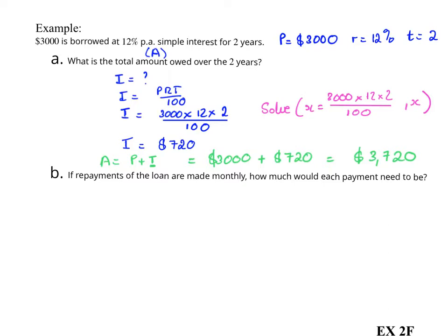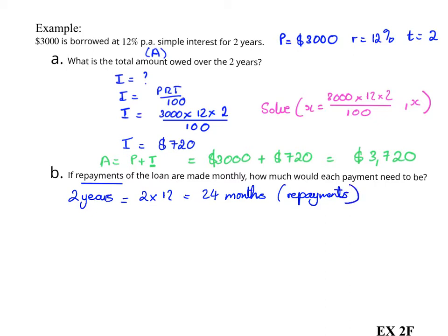Okay, now in part B, we're told that the repayments, we haven't really come across that before, the repayments are made monthly. Okay, so how many repayments do we have to make? Well, we had the loan for 2 years. How many months are there in 2 years? 12 months in 1 year. So there must be 2 times 12, 24 months altogether, which means 24 repayments.